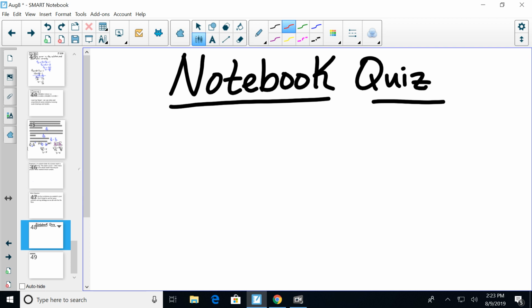Number 3. Name the 3 ways we learn to solve linear equations. Where would you find that information? In a learning target. Thank you. Name the 3 ways we learn to solve linear equations.